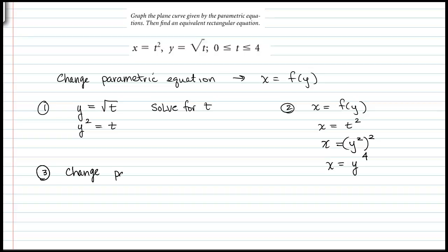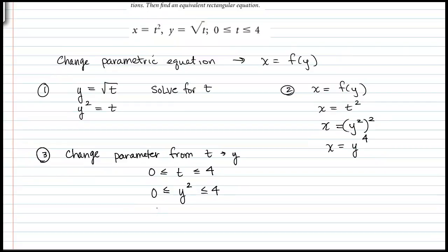Last but not least, we got to make sure we change the parameters from t to y. And we know in step 1 that t is equal to y squared. And take the square root. And you get 0 less than or equal to y less than or equal to 2.